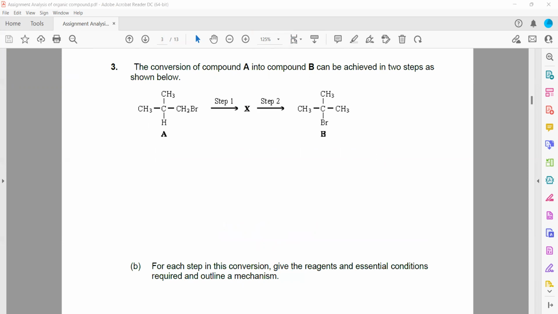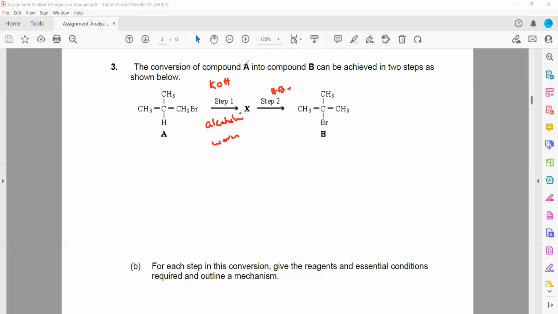For the first step, because we want an elimination reaction of the halogenoalkane, we need potassium hydroxide or sodium hydroxide in alcoholic medium, and it must be warm. For the second step, hydrogen bromide, HBr, is added to the molecule. It is only needed as a reagent.